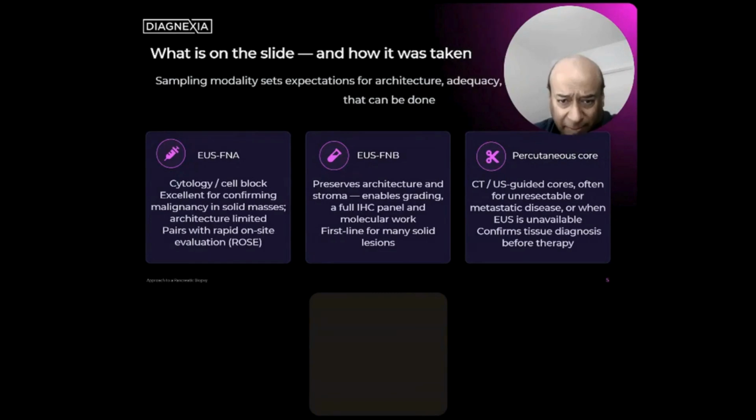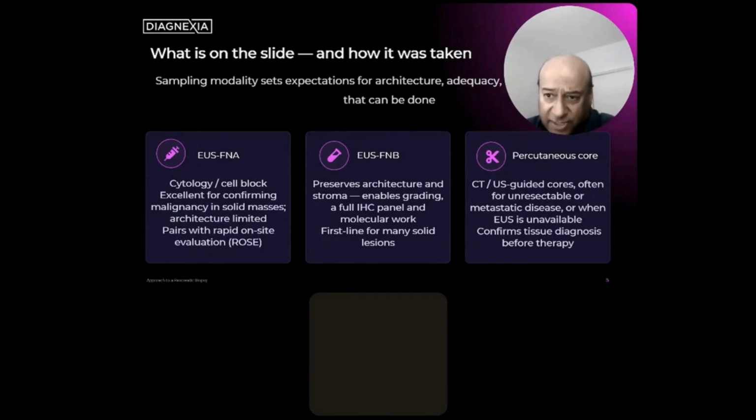Now, fine needle biopsies, here the architecture and the stroma is preserved, and that gives the microscopist the ability to look at the epithelial cytology as well as the architecture and the stroma in which the epithelial structures are embedded. It allows you to do a full panel of immunohistochemistry. You can grade the lesion depending on how well it's represented. And of course, that tissue can be sent for molecular workup. And biopsies are usually the first line for many solid lesions.